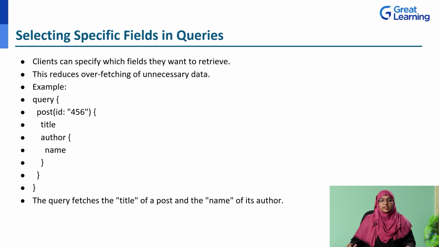Now coming to selecting specific fields in your queries, clients can specify which fields they want to retrieve. Hence, avoiding overfetching and underfetching is one of the characteristics of the features which GraphQL provides. This reduces overfetching of unnecessary data. So here in this example, you can see that the query fetches the title of the post and the name of the author. For this post ID 456, it is fetching the title and the name of the author in this query.